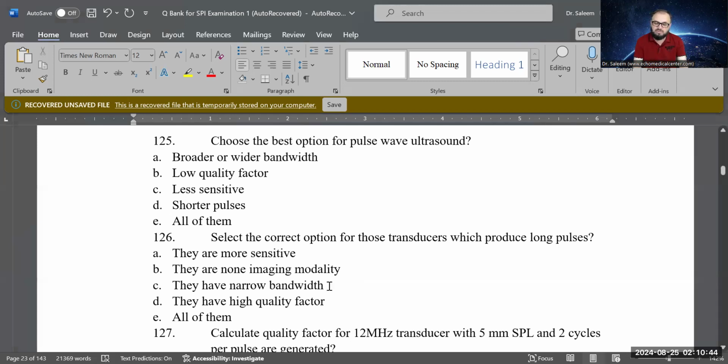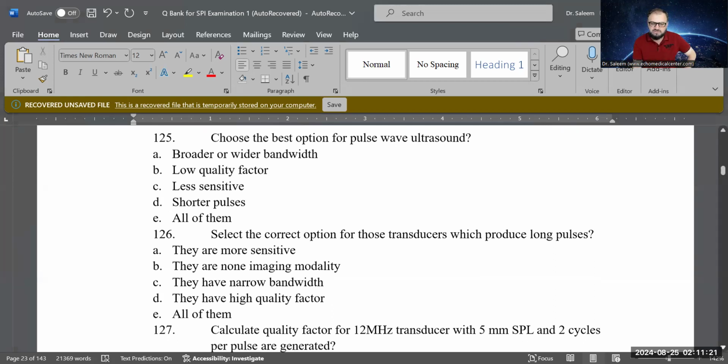And they have narrow bandwidth because, remember, we said bandwidth is equal to operating frequency divided by quality factor. Quality factor here, uncountable cycles are there. It's a long pulse. So bandwidth will become narrow because Q is the denominator. And then they have a high quality factor because, like I said earlier, the quality factor is the number of cycles in a short pulse. And this is a very long pulse. So in this case, how many cycles are there? Uncountable. So the quality factor is equal to the number of cycles in a pulse. So it is a very high quality actually.